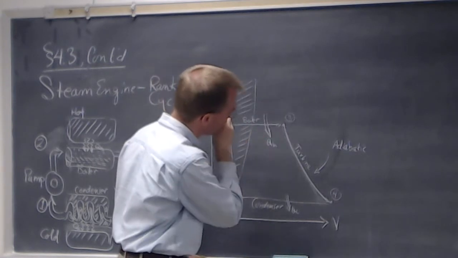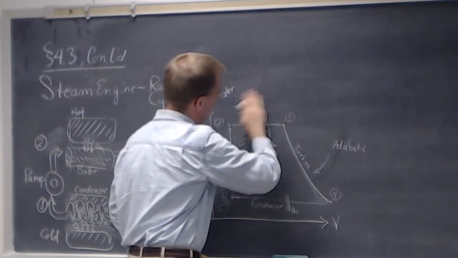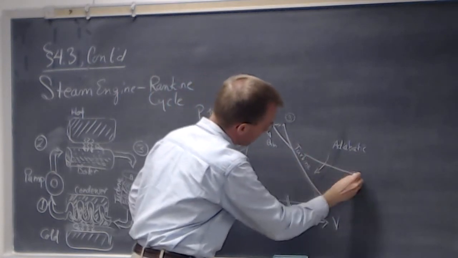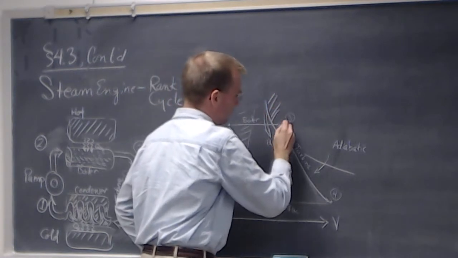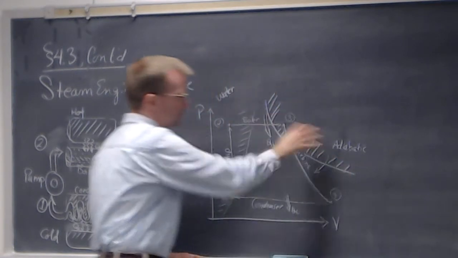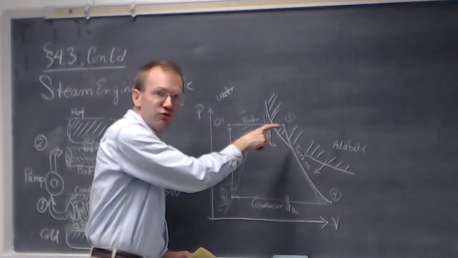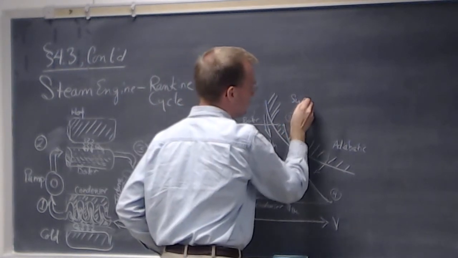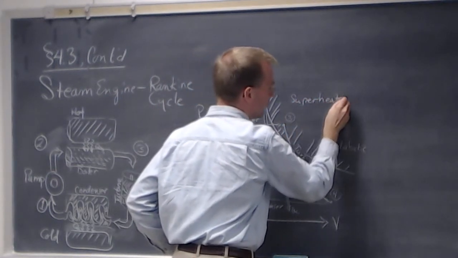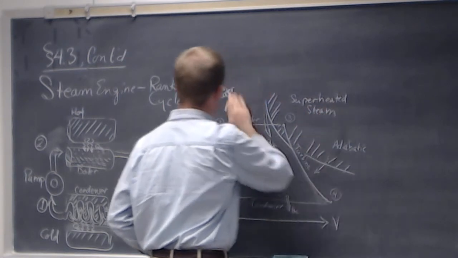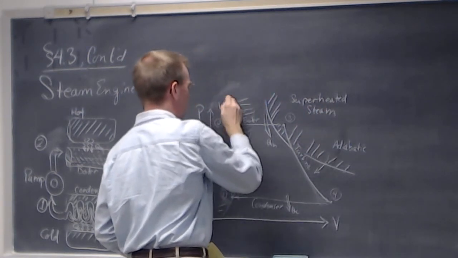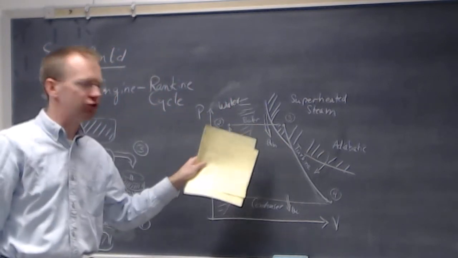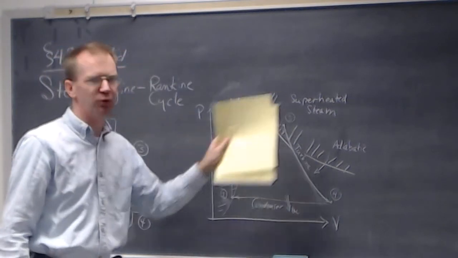I really haven't left myself much room. Let me get the water down a little bit. Superheated steam is just this area here, up there and above. It only covers point 3 and a little bit beyond, but no other points. Water there. Well, what about the area of this plot in between the two, in between liquid water and superheated steam?